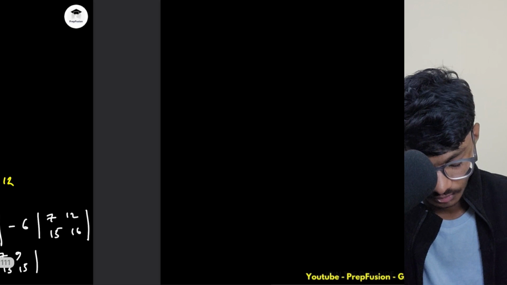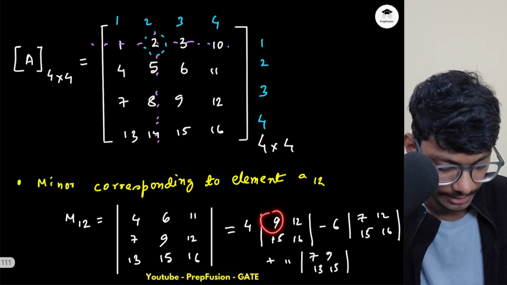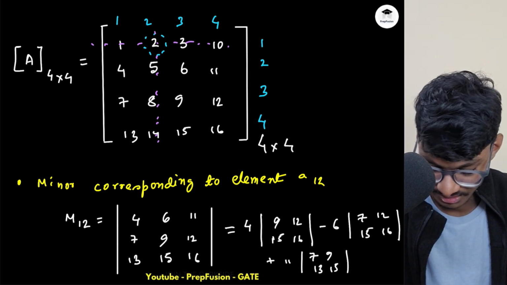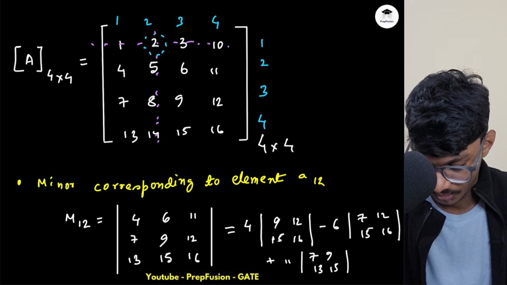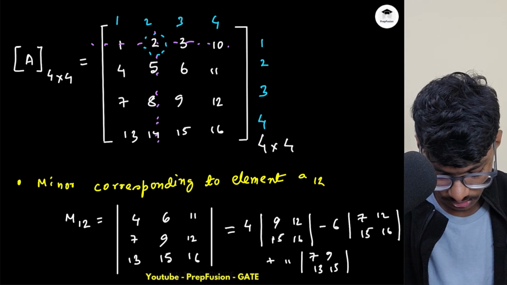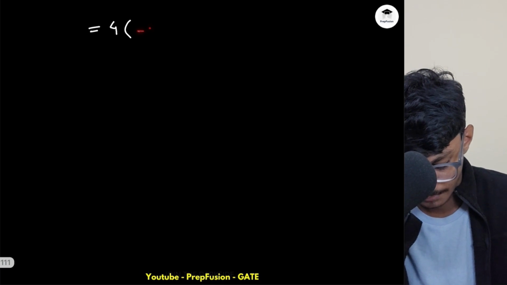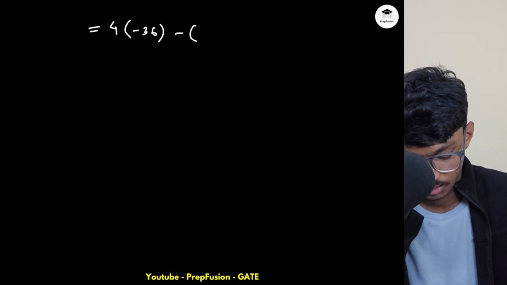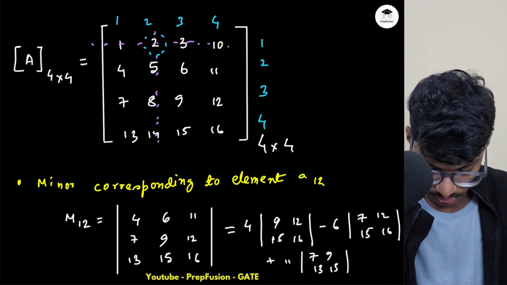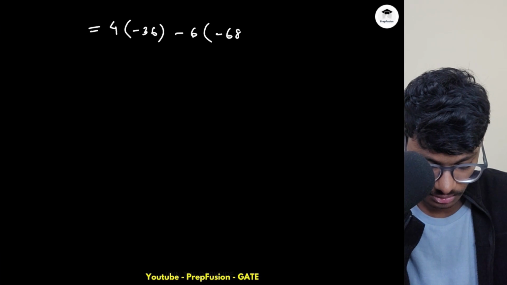So what will the determinant be? This is 4 times 9 times 16 minus 15 times 12. I'll just use the calculator because I'm lazy right now, else I would have done it properly. You can do this mind calculation in your head also. 9 times 16 minus 15 times 12, which is minus 36. And then it is minus 6 times 7 times 16 minus 15 times 12, it is minus 68.